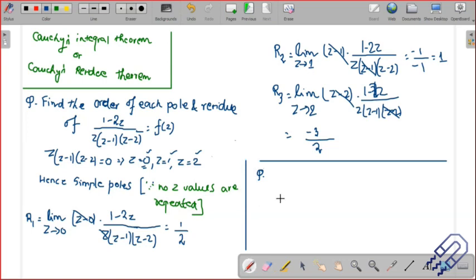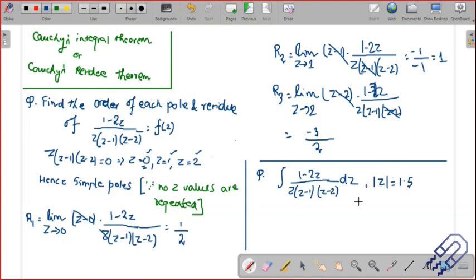You can be asked to find out the order of each pole for this particular question, and maybe you have to solve it. Solve it means you'll be given something like this: the integral of (1 minus 2z) divided by z into (z minus 1)(z minus 2) dz, over the contour modulus of z equal to 1.5.